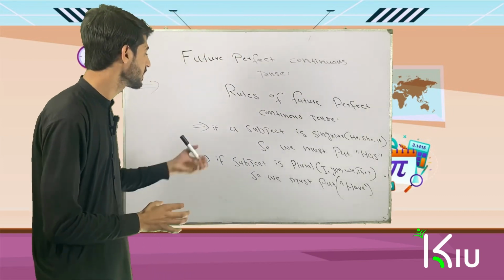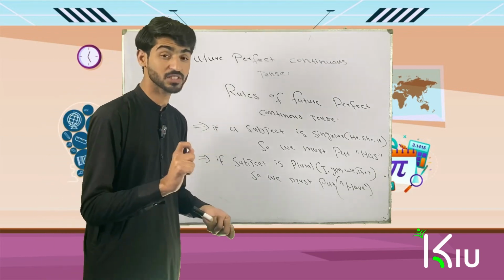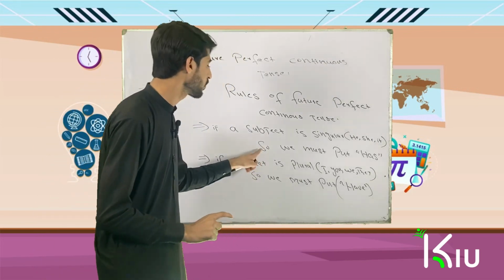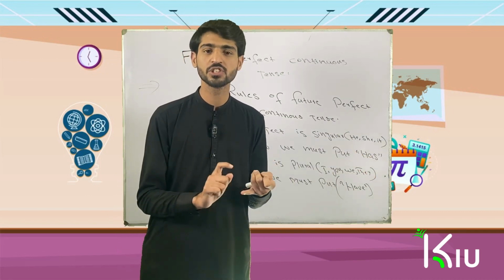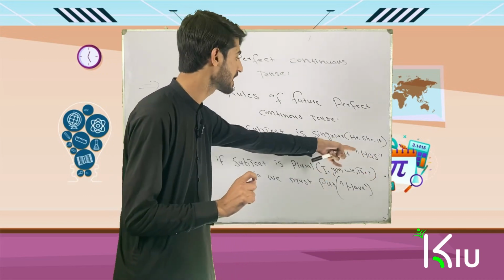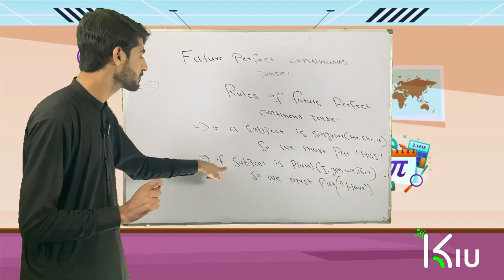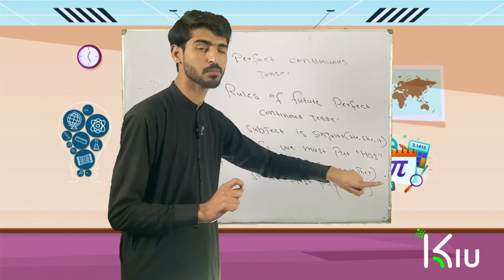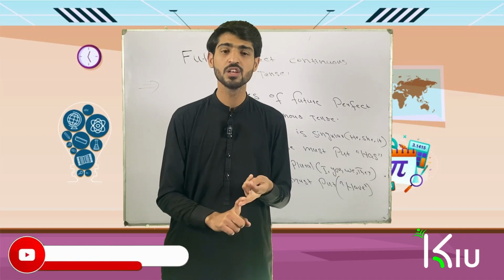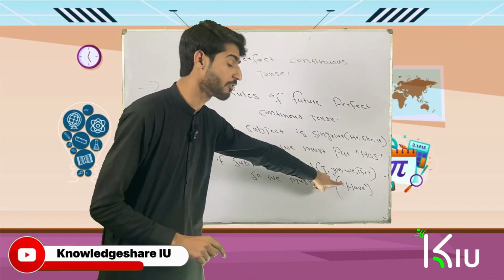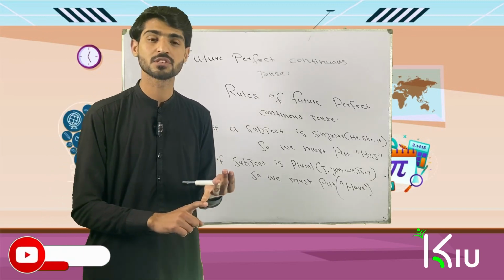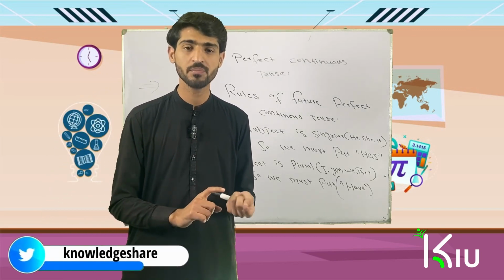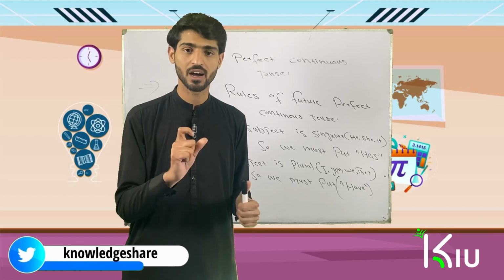The first rule is, if a subject is singular, if a subject is he, she, it, then we must use has. Number two, if the subject is plural, for example, if the subject is I, you, we, they, then we will use have. If a subject is singular, we will use has. If a subject is plural, I, you, we, they, for that we will use have.